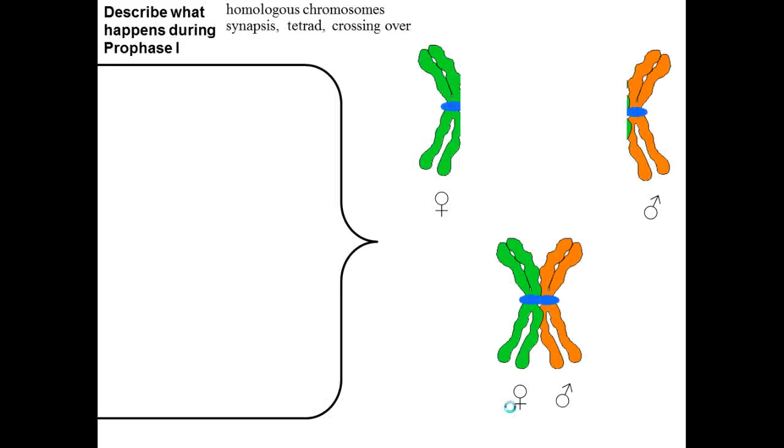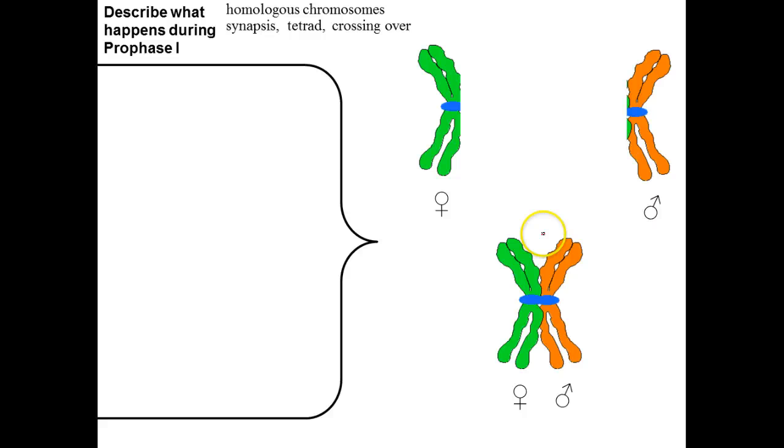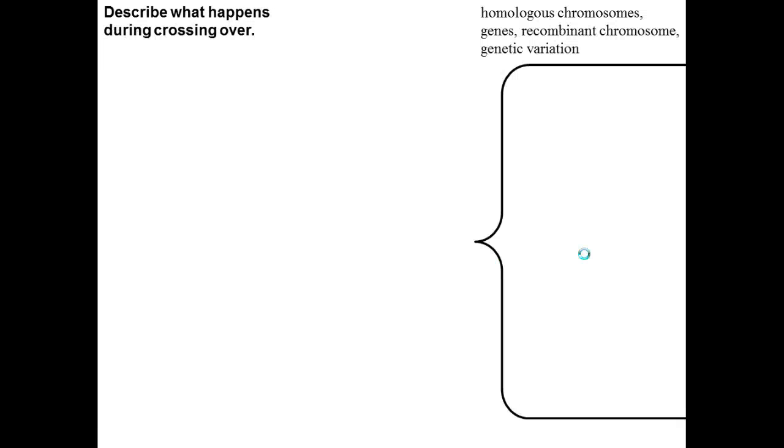So take some time and practice describing what happens in crossing over during prophase. So here you have homologous chromosomes. They pair up, which is called synapsis. Okay, and when they pair up, then they're ready to cross over between the non-sister chromatids. And when I say non-sister chromatids, I mean here are the non-sister chromatids. These 2 green and these 2 orange are sister chromatids.